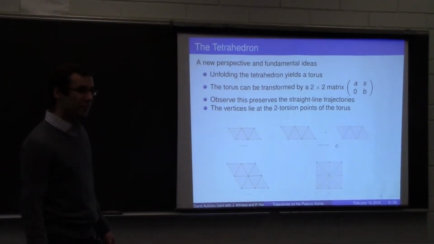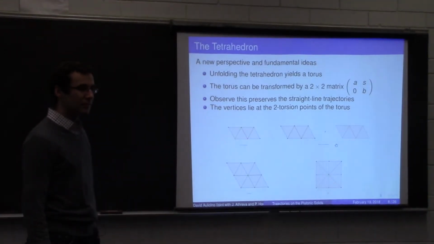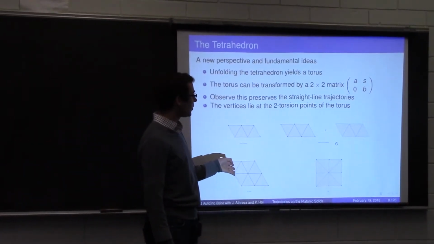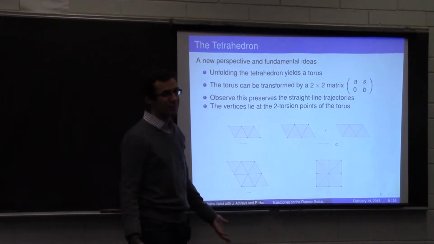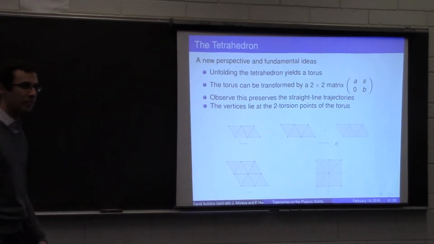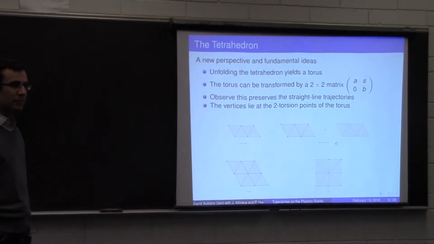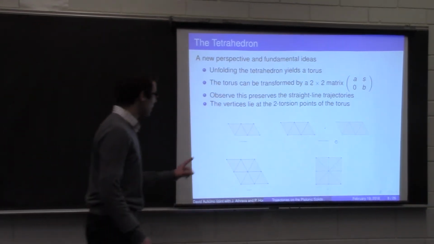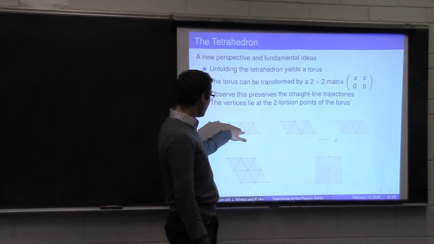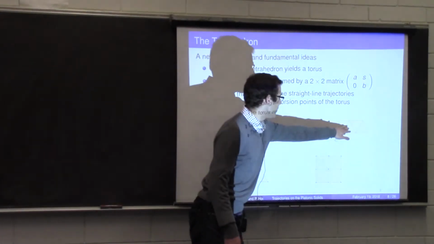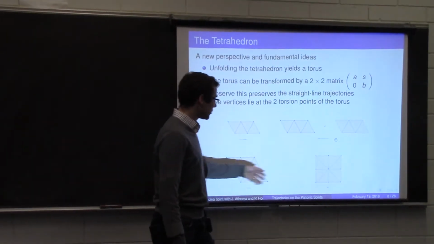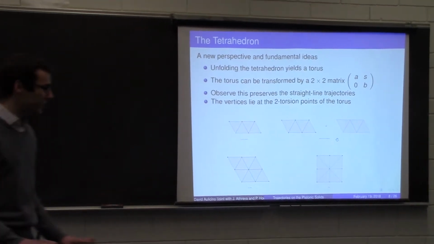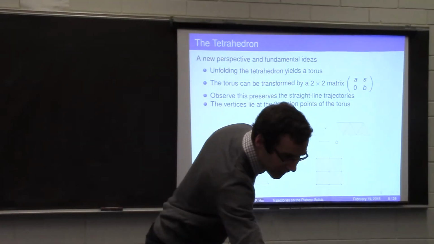So the straight lines on the tetrahedron remain straight lines on that torus? Right, because everything here was multiplied by a 2 by 2 matrix. Yeah, but this unfolding where you turn your tetrahedron into a torus. Yes. So the point is that every trajectory went to a straight line over here, and straight lines are still staying. So it actually is harmless to do that.